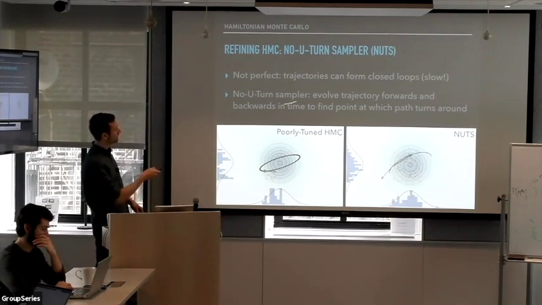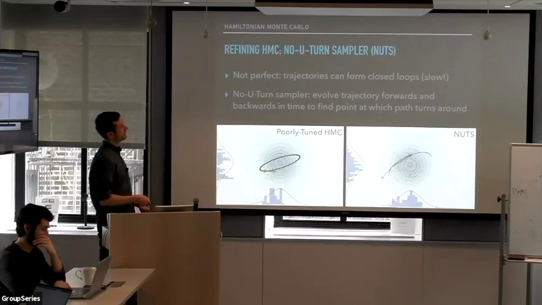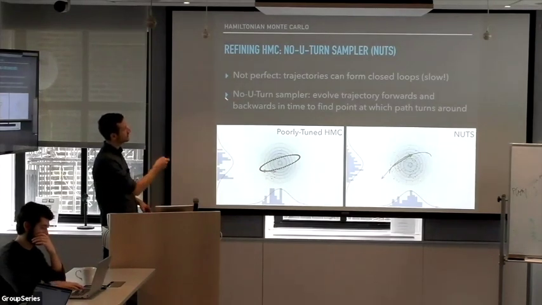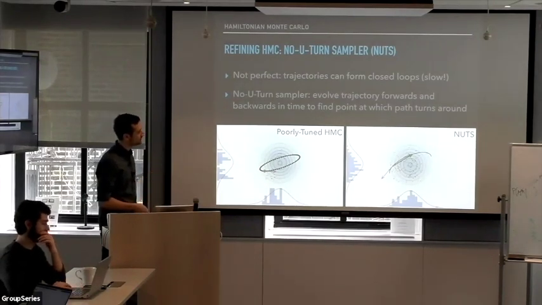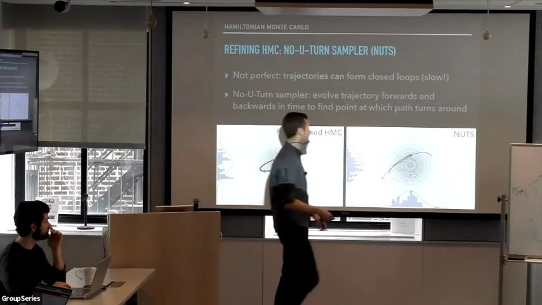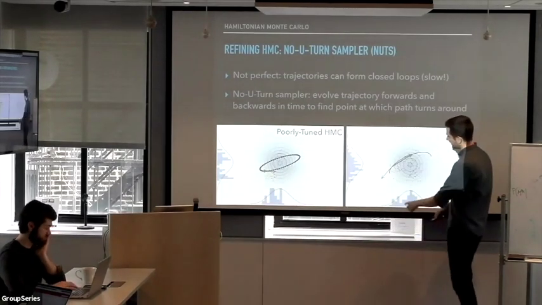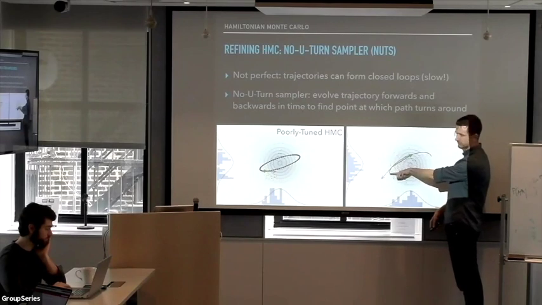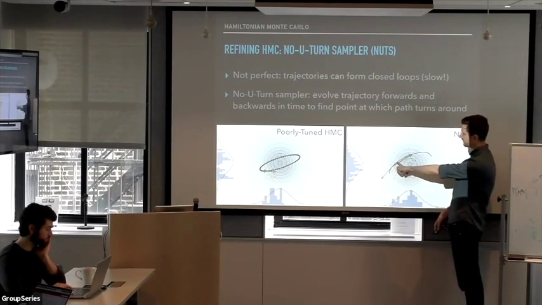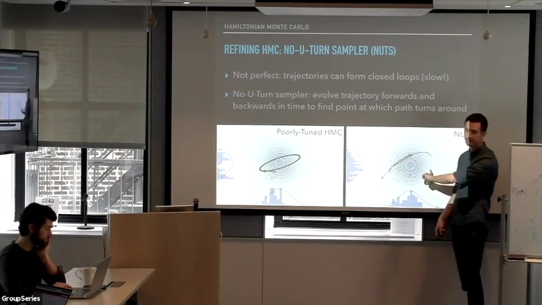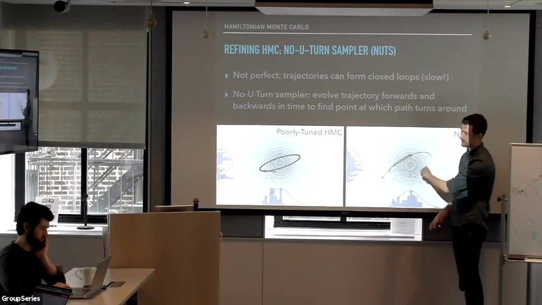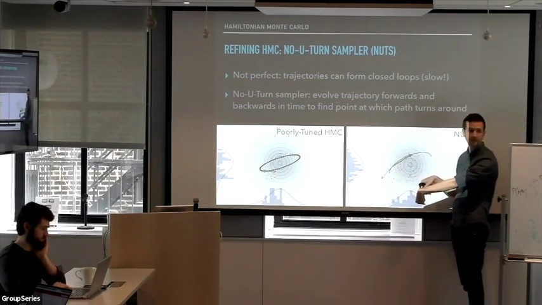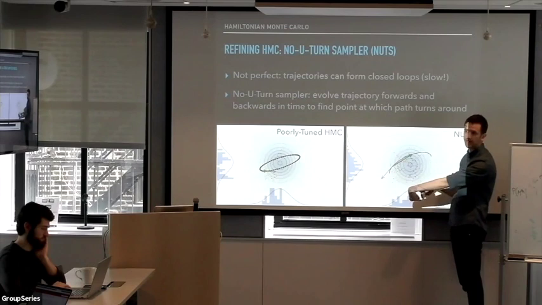And so what people have done is adapt HMC into something called a no U-turn sampler. What the no U-turn sampler basically does is, it's been given a kick in this direction, it evolves forward for a certain amount of time, and then it also evolves backwards for a certain amount of time to try and figure out the point where this trajectory turns around and would start going back to itself.